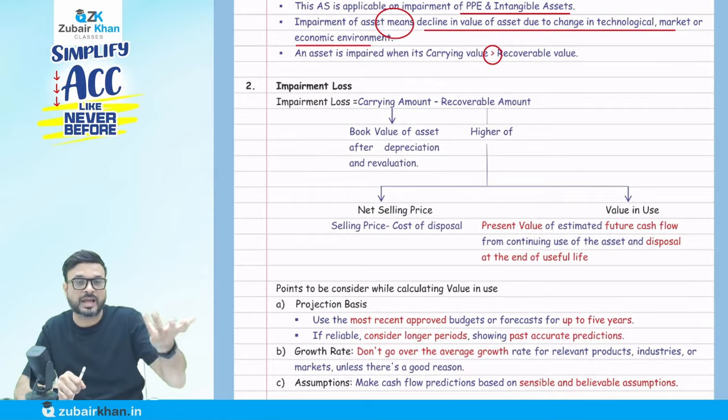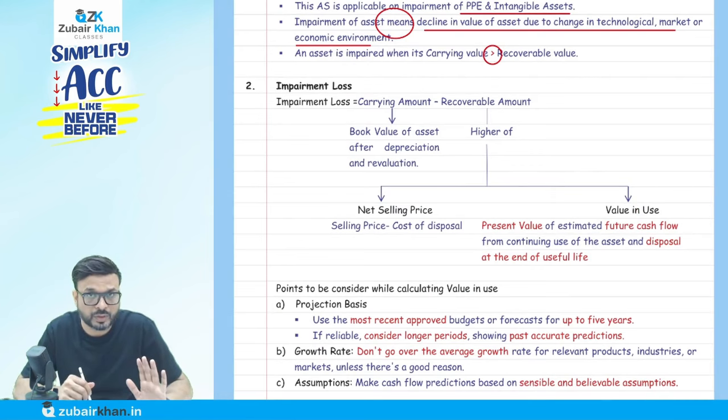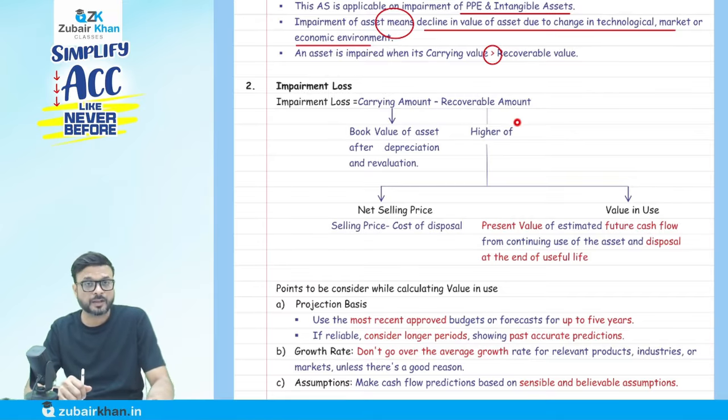The cash we are going to receive, the present value of estimated future cash flow, including the residual value. Now, what happens? We are going to calculate the present value. So net selling price: if we sell it today, what amount will we get, minus cost of disposal, like the commission. Value in use: the present value of the expected future cash flow from that particular asset, including the residual value. So the higher of these two, we call the recoverable amount. So carrying amount means the book value after charging depreciation and revaluation, minus the recoverable amount. What do we call that? We call it impairment loss.